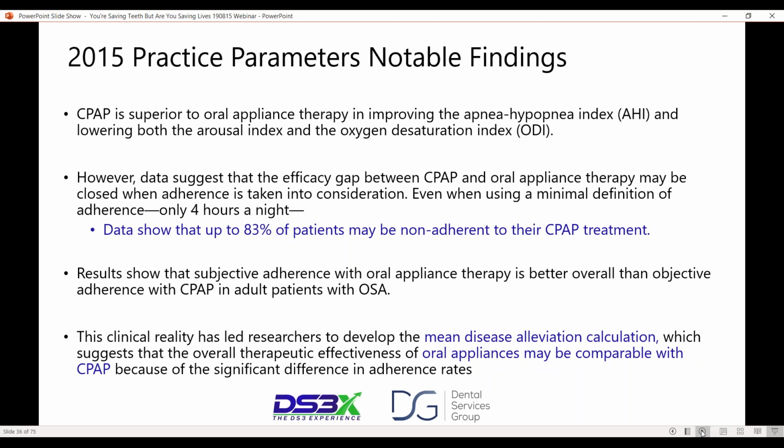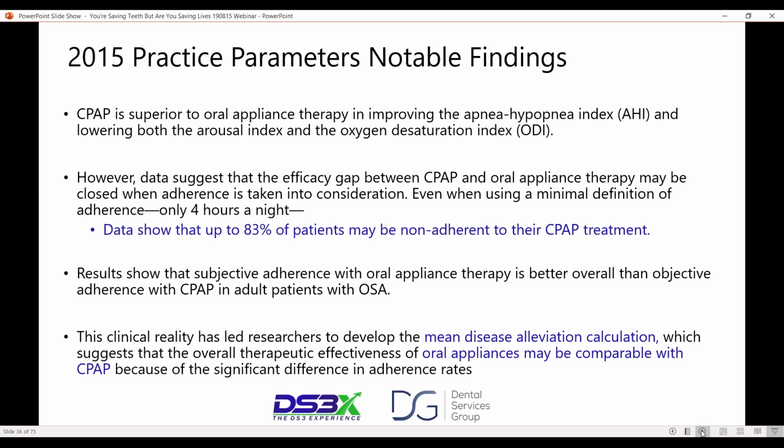So when the 06 parameters came out, almost 10 years later, we came out with another update that this time was collaborated between the Dental Sleep Medicine Group, AADSM, and the American Academy of Sleep Medicine. And when you look at this stuff, it's not great for us as dentists. I think in some ways it was a step backwards. We're seeing that you do have to take into account compliance, and that's what this slide is about, I assume.